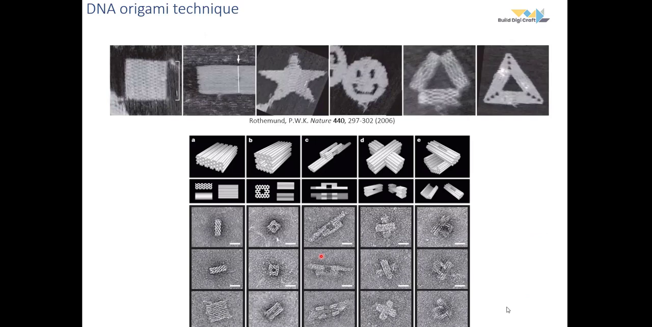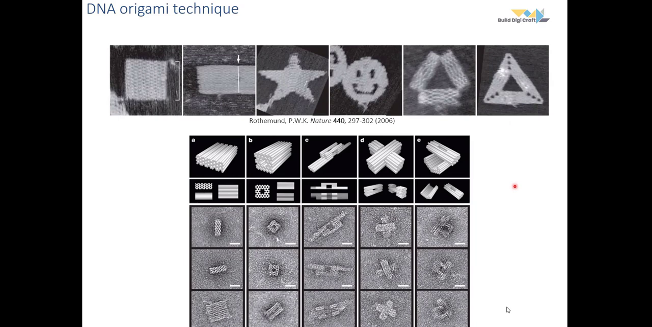Good. So Paul already showed in his initial work multiple types of structures which can be made, like rectangle, star, smiley face, a bit more complex rectangles and triangles and so on. A typical scale here is in the order of 100 nanometers. So this is a truly nanoscale thing.